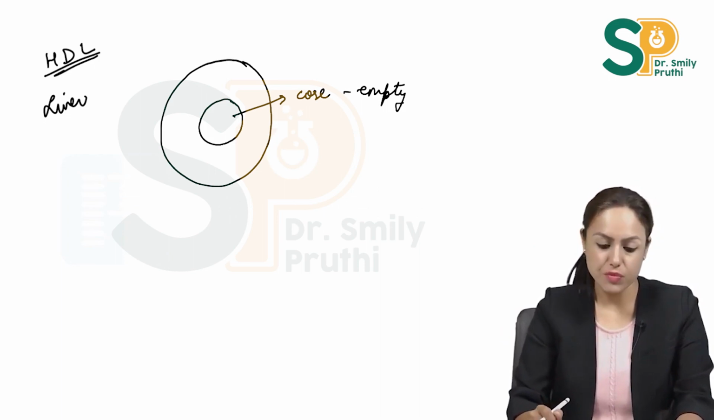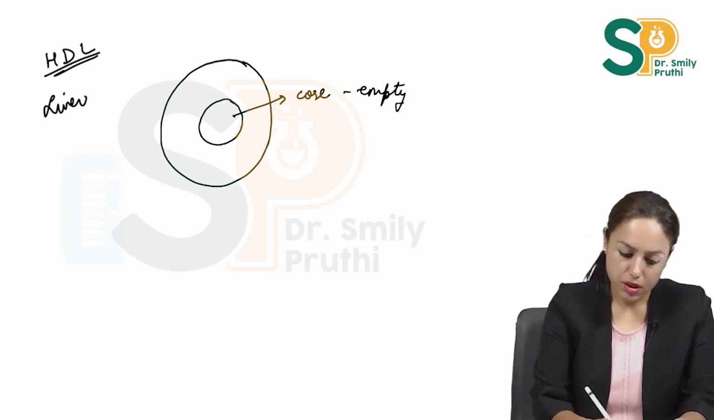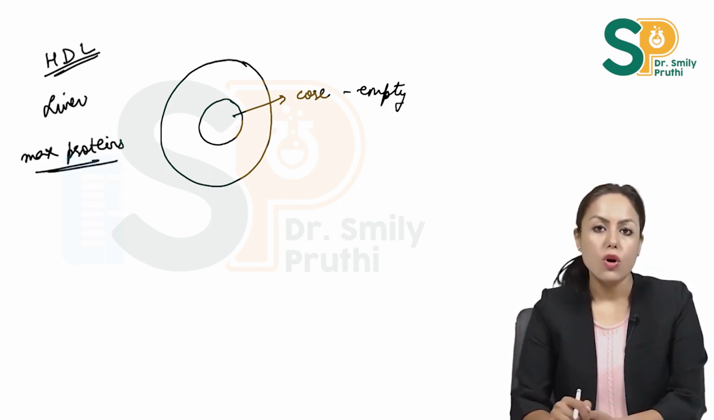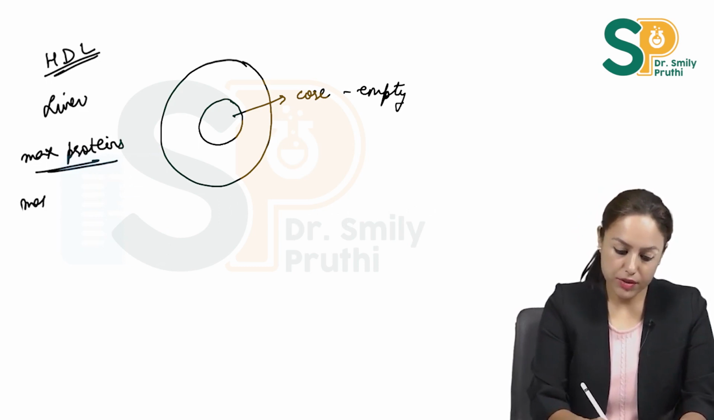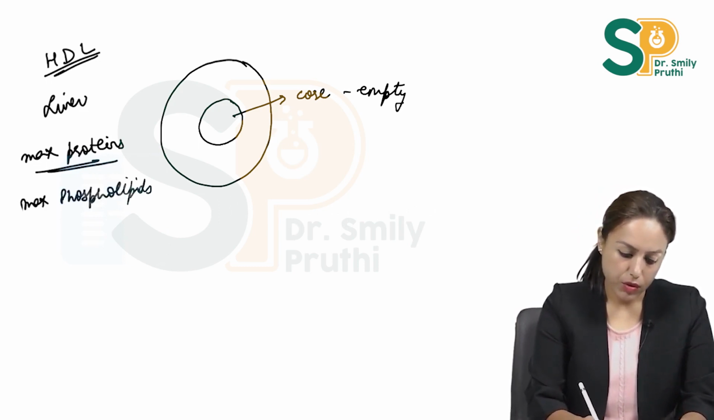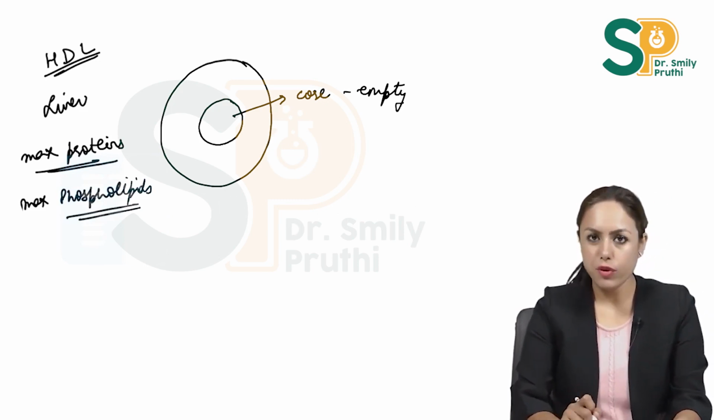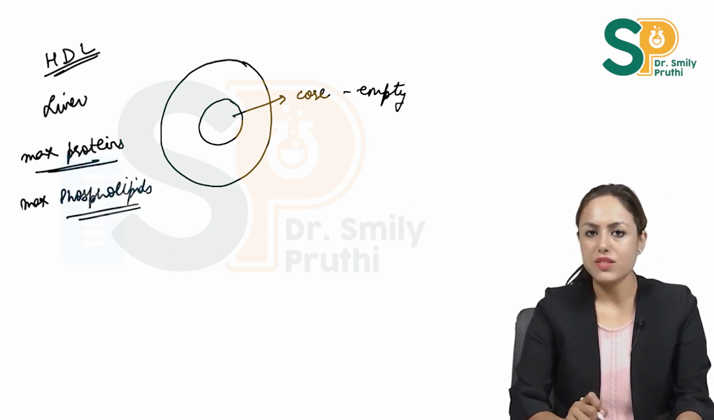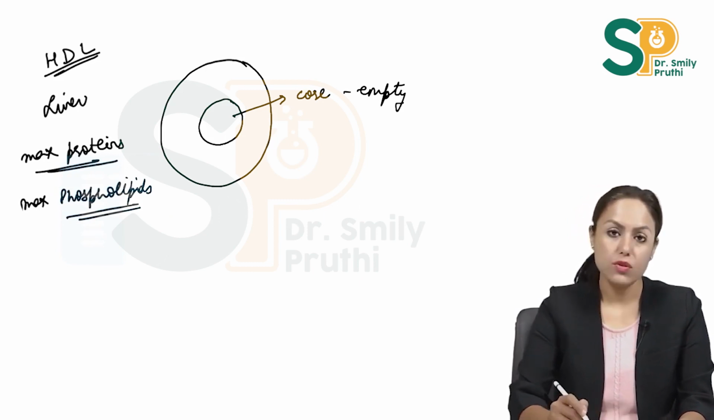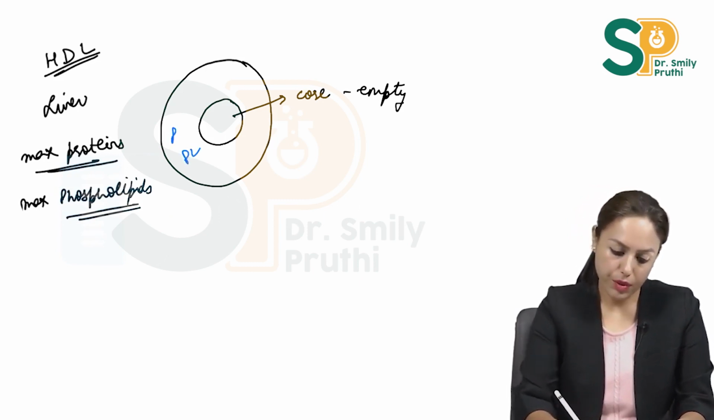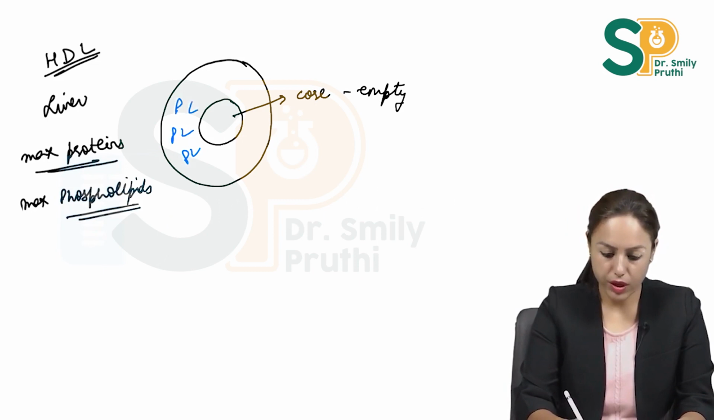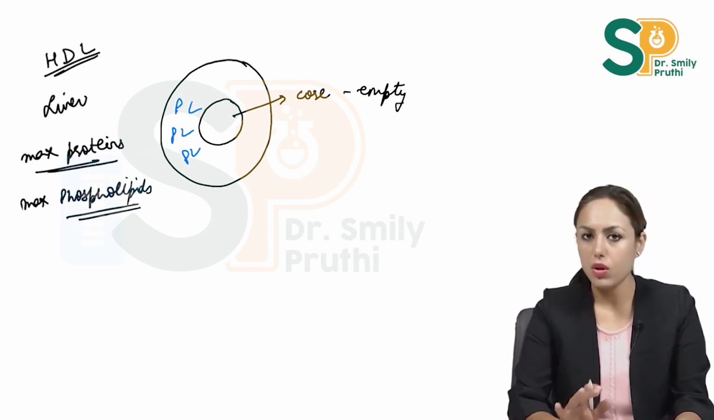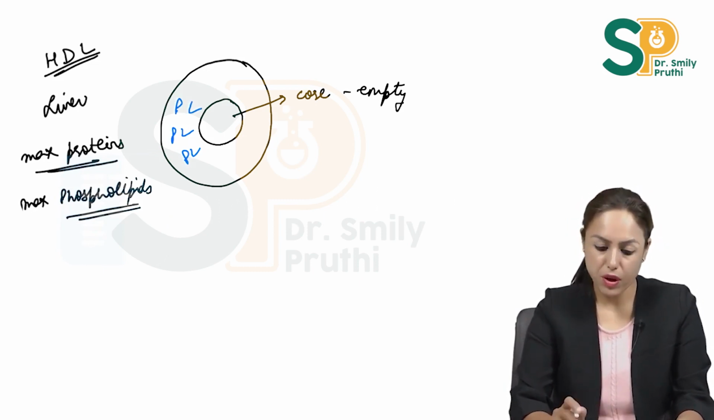So, the core is empty and it has maximum proteins in it, maximum proteins in HDL, right? Also, HDL has maximum phospholipids in it. I told you all the lipoproteins have phospholipids in them. HDL has maximum phospholipids, right? So, I will be writing PL like this. P towards outer side, L towards inner side. There are lots of phospholipids, right?